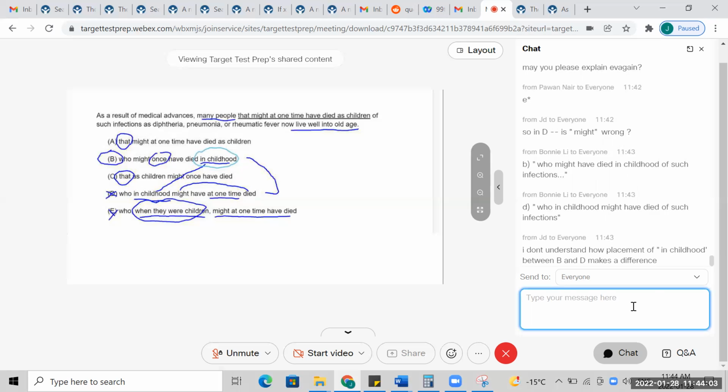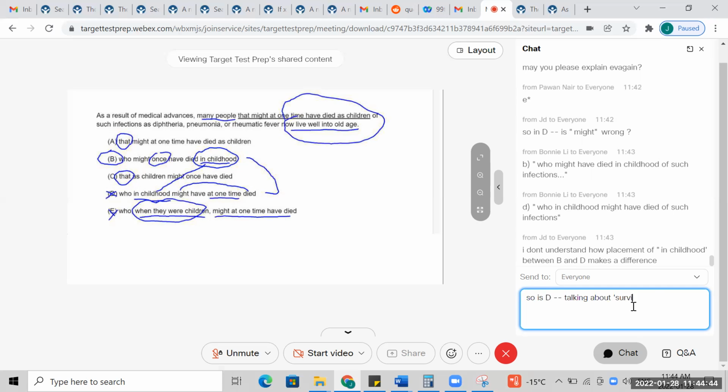Okay, then I'll reiterate that. Who in childhood might have at one time died. So this is basically saying who during childhood might have at one time died, but the person didn't die. So we know that it's not the case that he might have at one time died in childhood. Scratch that. We're saying who during his childhood might have died one time. Did he die? No, he lived well into old age, as we see at the end here. So it's not the case that in childhood he might have died one time. That's what's wrong with D.